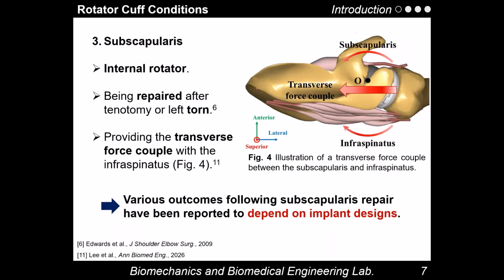Finally, let's discuss the third muscle of interest. As a primary internal rotator, the subscapularis is the anterior counterpart to the infraspinatus. Together, they maintain the transverse force couple that I mentioned earlier. As shown in Figure 4, this force balance is what keeps the joint centered and stable during rotation.